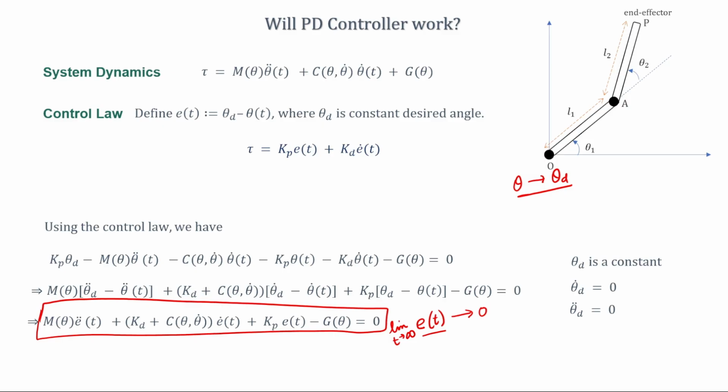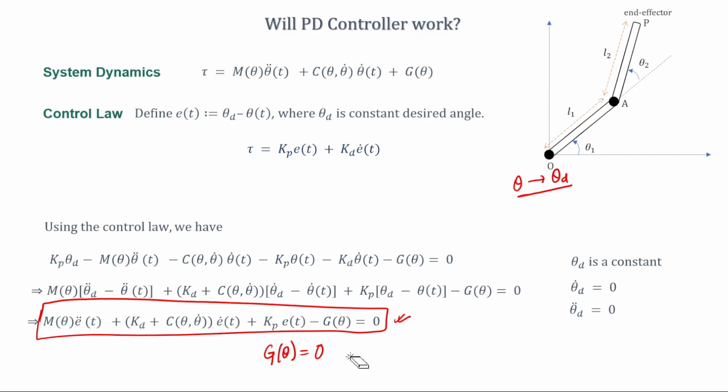However, now suppose that at t tending to infinity, e(t) is 0. Now if e(t) is 0 at steady state, what will I be left with? I will be left with g theta equal to 0. Notice, if I take limit t tending to infinity on both sides in this equation, and I say that I have chosen kp and kd, and this kp and kd are in our hands, right? We can choose them as we wish. So if I choose kp and kd in such a way that e(t) goes to 0, then I am left with g theta equal to 0.